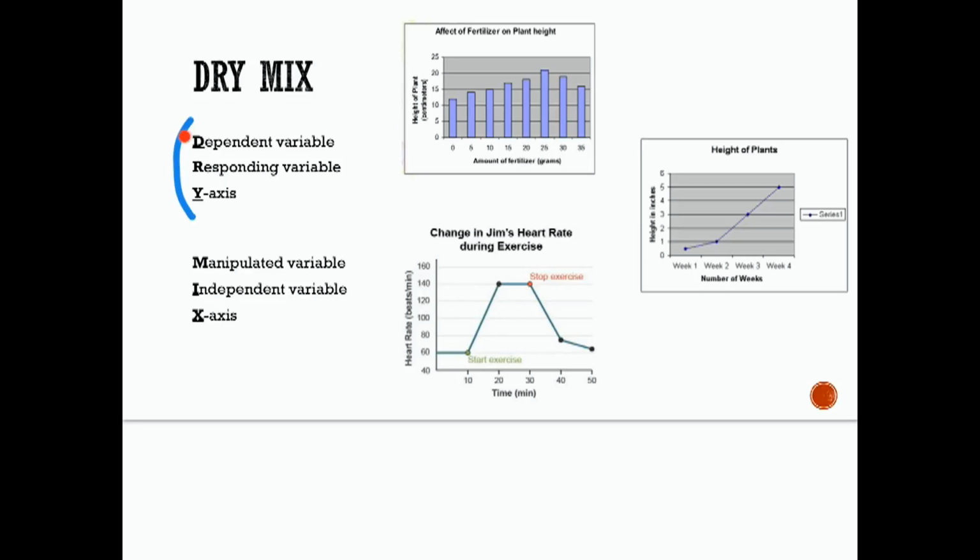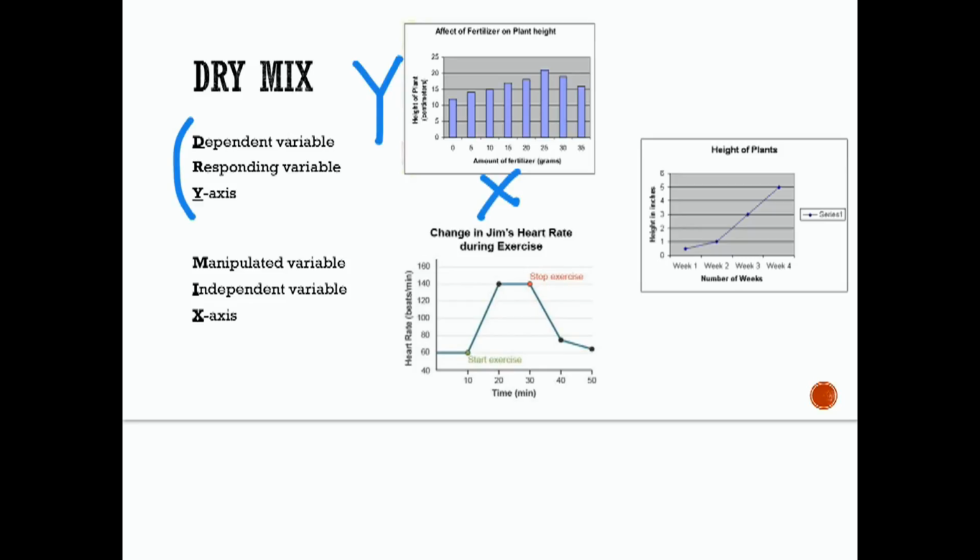The D stands for the dependent variable. The R is the responding variable. They're the same thing. So the dependent variable can also be known as the responding variable. That's how it responds. And you're always going to find the dependent variable on the y-axis. If you get confused about which one is the x and which one is the y-axis, the y-axis is on this side, and I always remember it because it has this tall y-axis part, okay? And then your x-axis is going to be down here, all right?